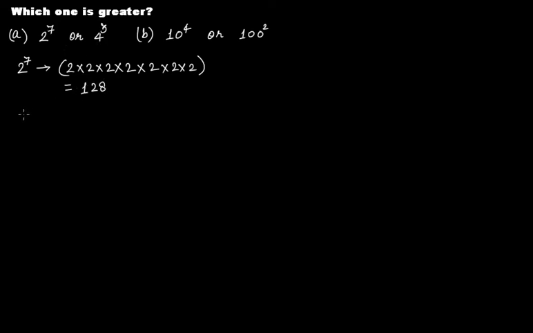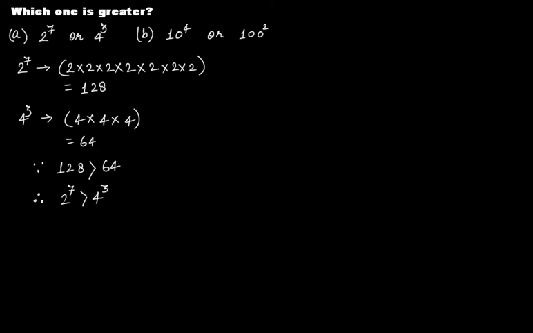Now if you take 4 raised to the power of 3, then this is 4 into 4 into 4, and you get 4 times 4 is 16, and you get 64. So clearly, since 128 is greater than 64, therefore 2 raised to the power of 7 is greater than 4 raised to the power of 3.